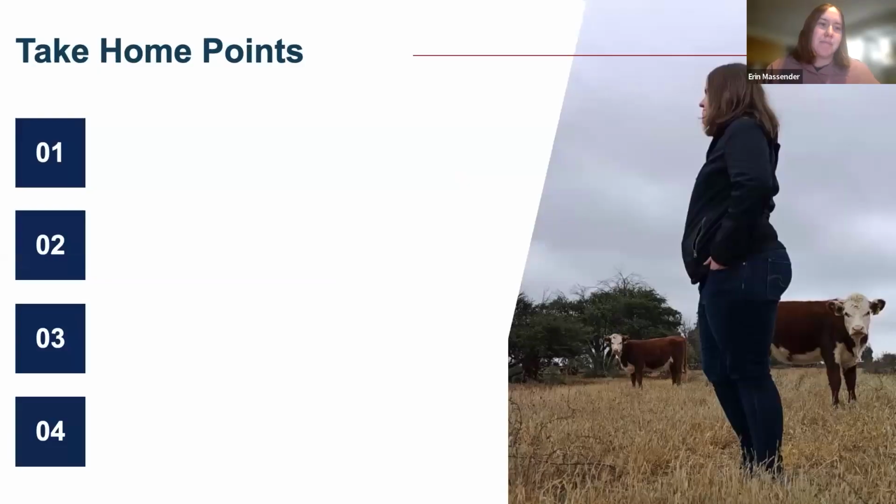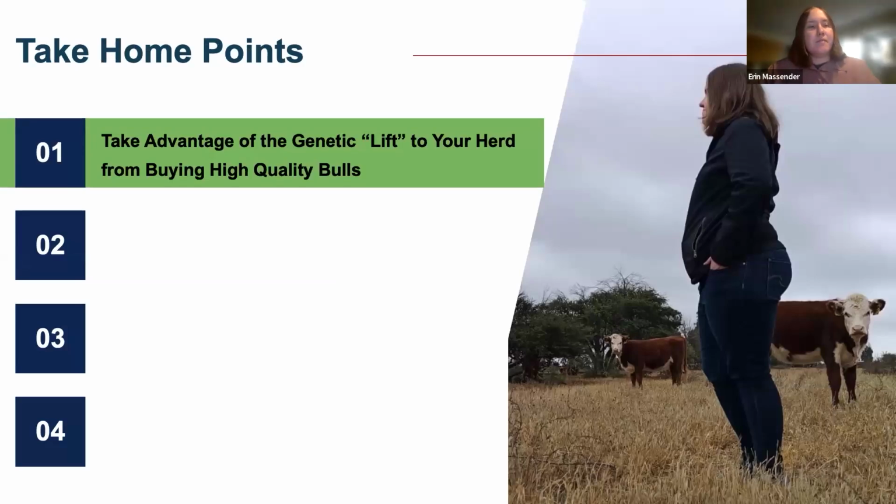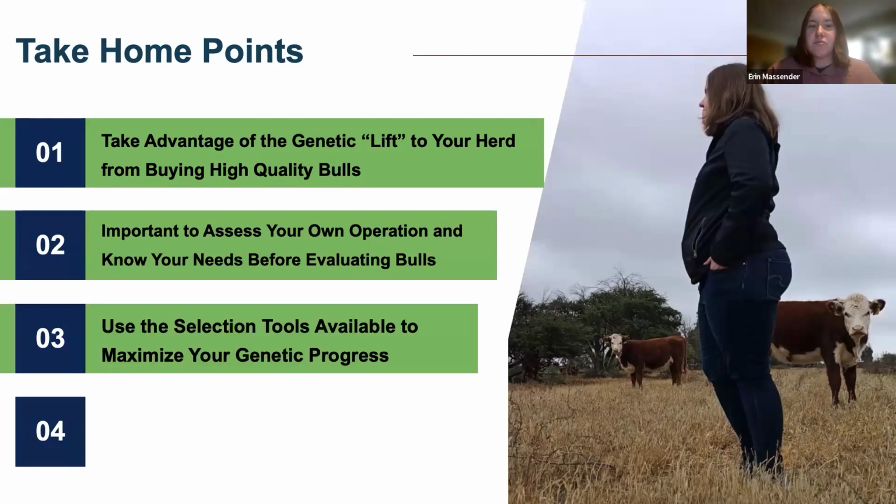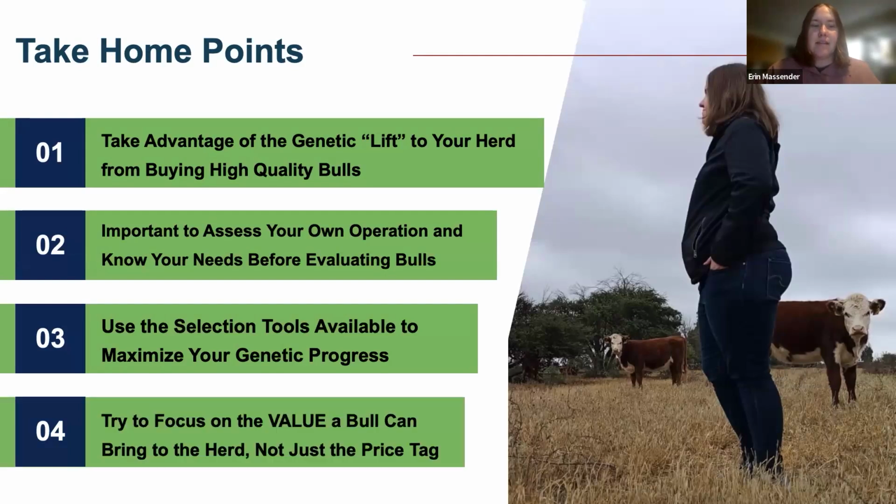Take-home messages today. The best way we can improve our herds is by taking advantage of the genetic lift from buying high-quality bulls or potentially using AI bulls on some of our animals. It's important to assess our own operation and know our needs before evaluating bulls. And using the selection tools available will help maximize our genetic progress. And in the end, we should try to focus on the value a bull can bring to the herd, not just the price tag or his own performance when evaluating bulls.